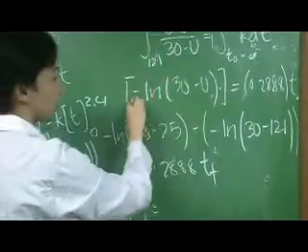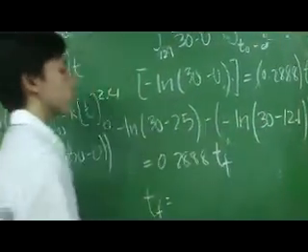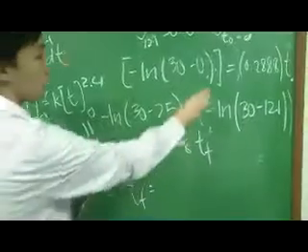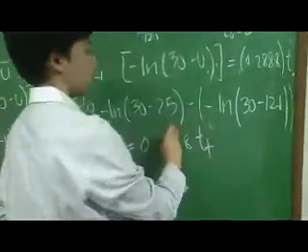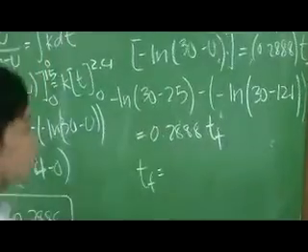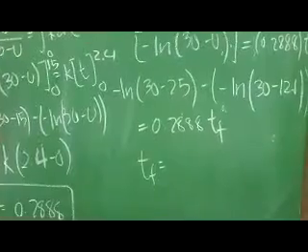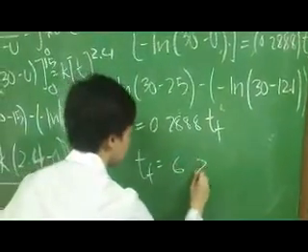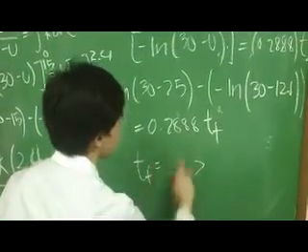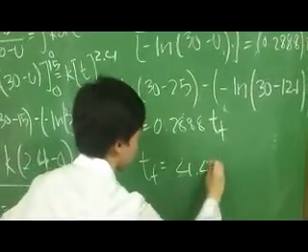Now we integrate again, negative ln of T minus U is equal to Kt. Then we again substitute the limits. Then we arrive at an answer of 4.40.